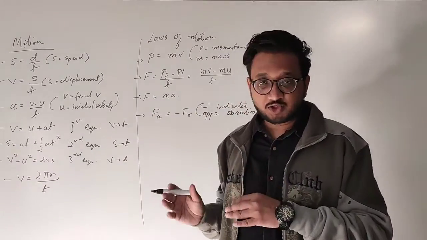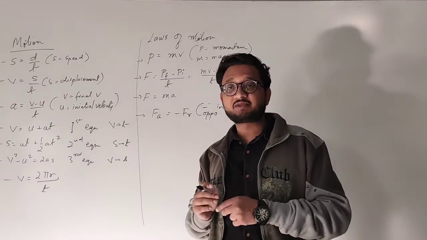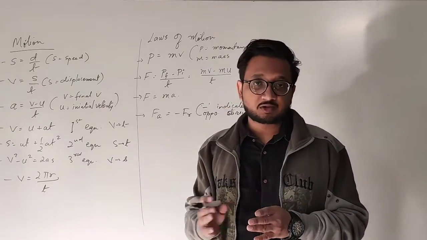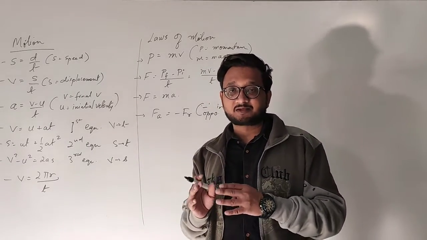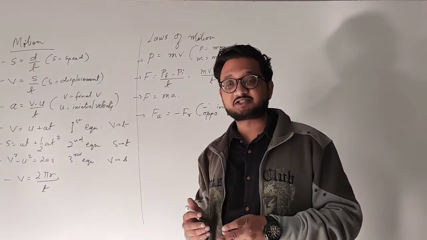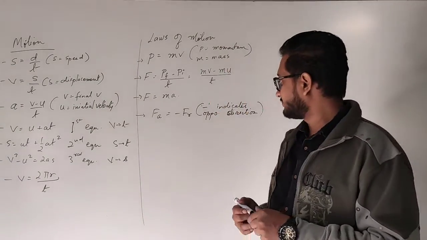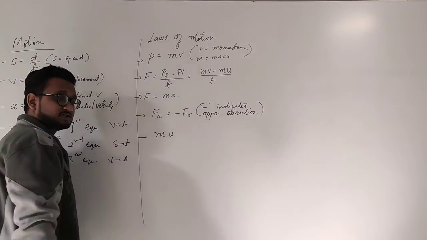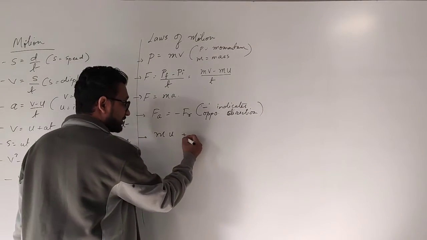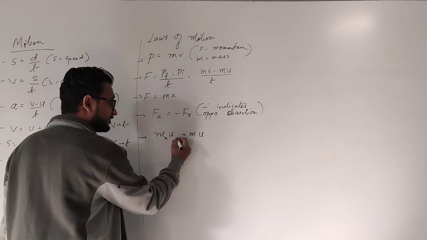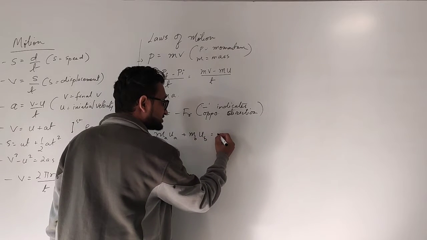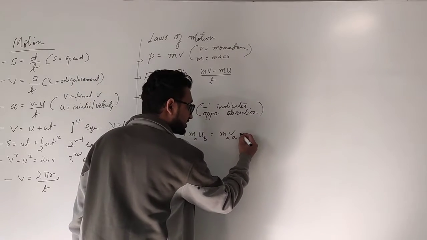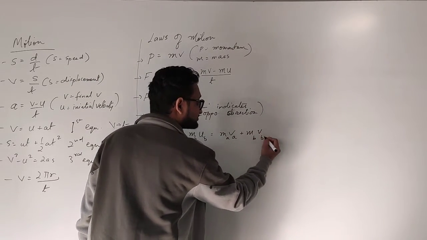I hope this much is clear. And after this, based on the third law of motion, we had the final formula, that is the law of conservation of momentum, where it stated that for a closed system, the total momentum of the system remains unchanged. That means it remains constant. And so for that we had a formula: the initial momentum, mass into velocity, of the first object and the second object is equal to the final momentum of the first object plus the final momentum of the second object.